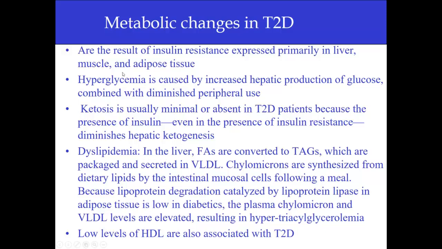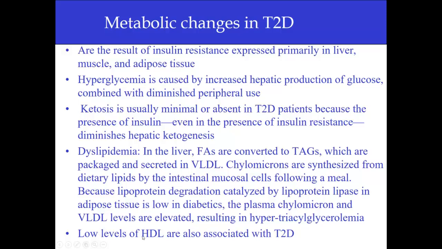So we have, of course, the hyperglycemia and we have the dyslipidemia that we saw in type 1 diabetes. What is different here? Ketoacidosis is minimal or absent in type 2 diabetes. Why? Because we still have some insulin. So even in the presence of insulin resistance, the little insulin that is present in our body will diminish the hepatic ketogenesis.